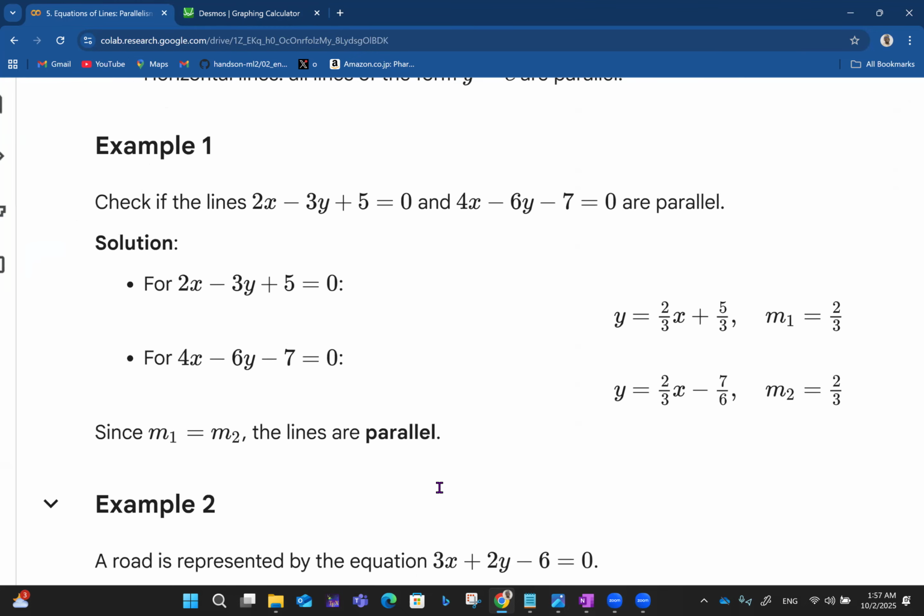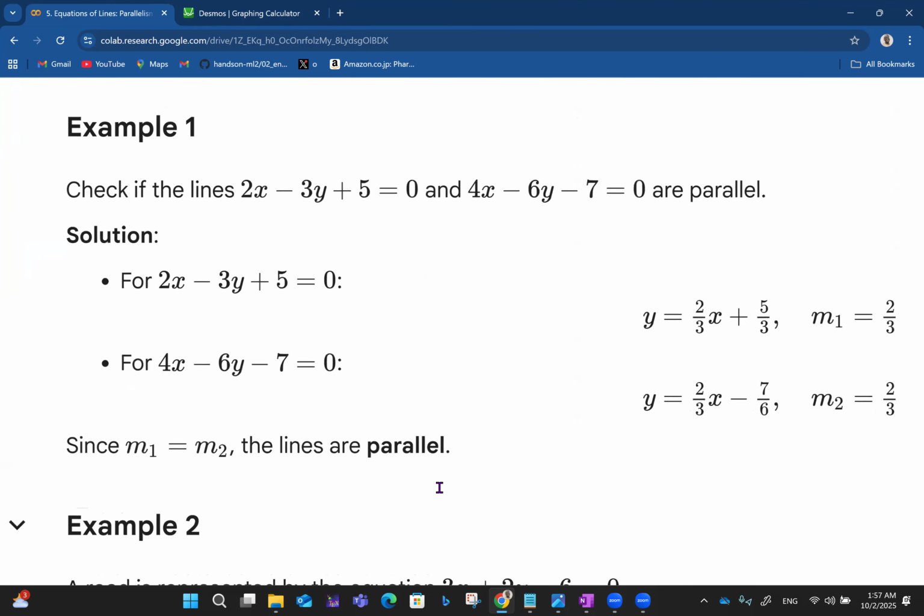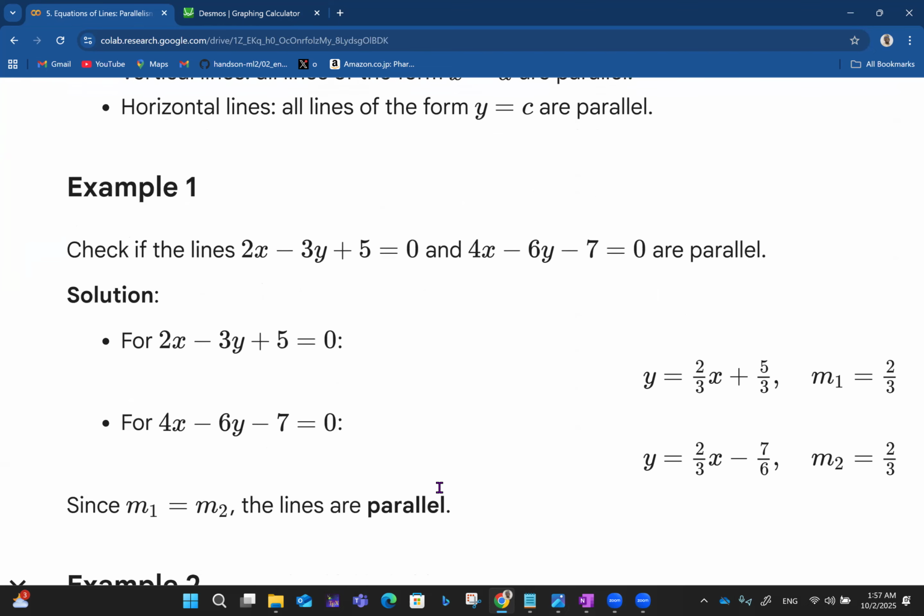But let's look at the other general cases, where two lines are said to be parallel because they have the same slope. So imagine you want to check if the lines 2x minus 3y plus 5 equals 0 and 4x minus 6y minus 7 equals 0 are parallel. That's really important. Since it is slope that determines whether they are parallel or not, you want to check their slopes to see if they are the same or not.